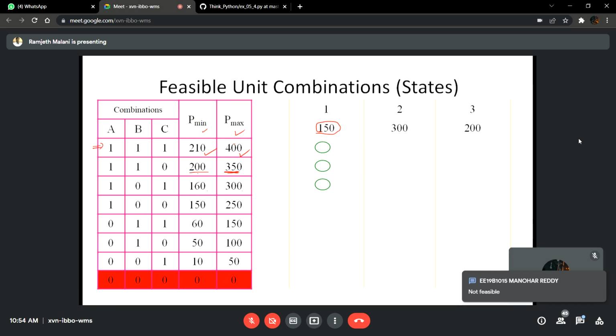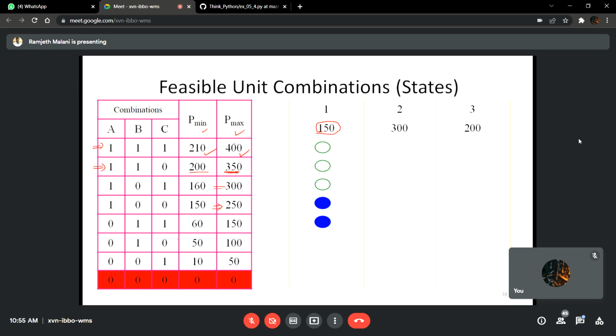What about the second combination? Yes, 200, sir. It is 50 more, so it is not feasible. With this combination also, it is not feasible. With this combination, whether it is feasible? Feasible, 150, sir. We require 150, so it is feasible.